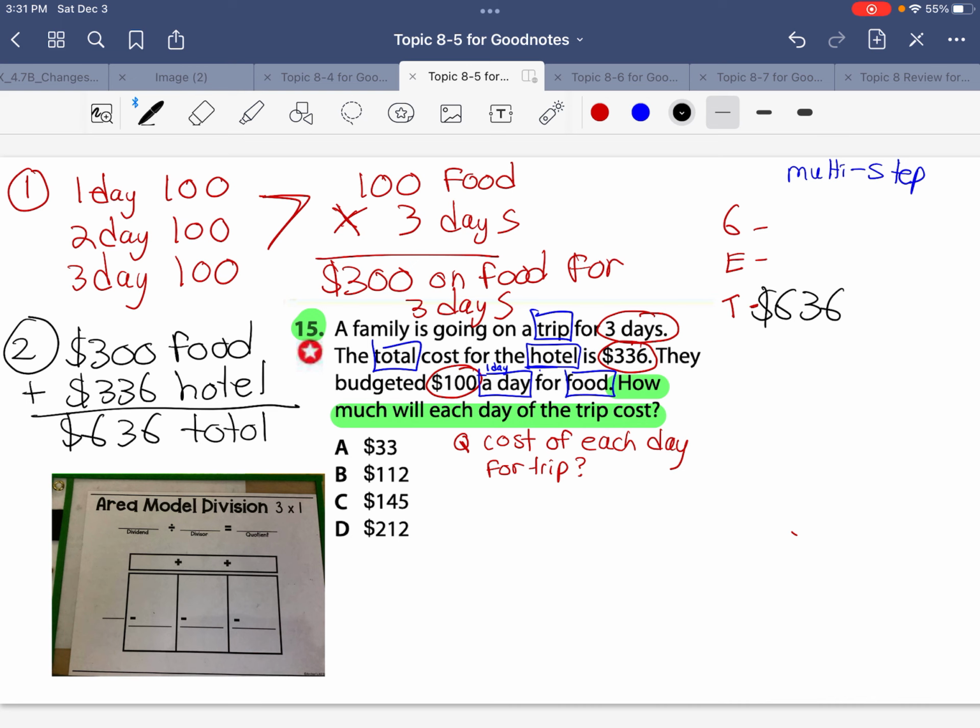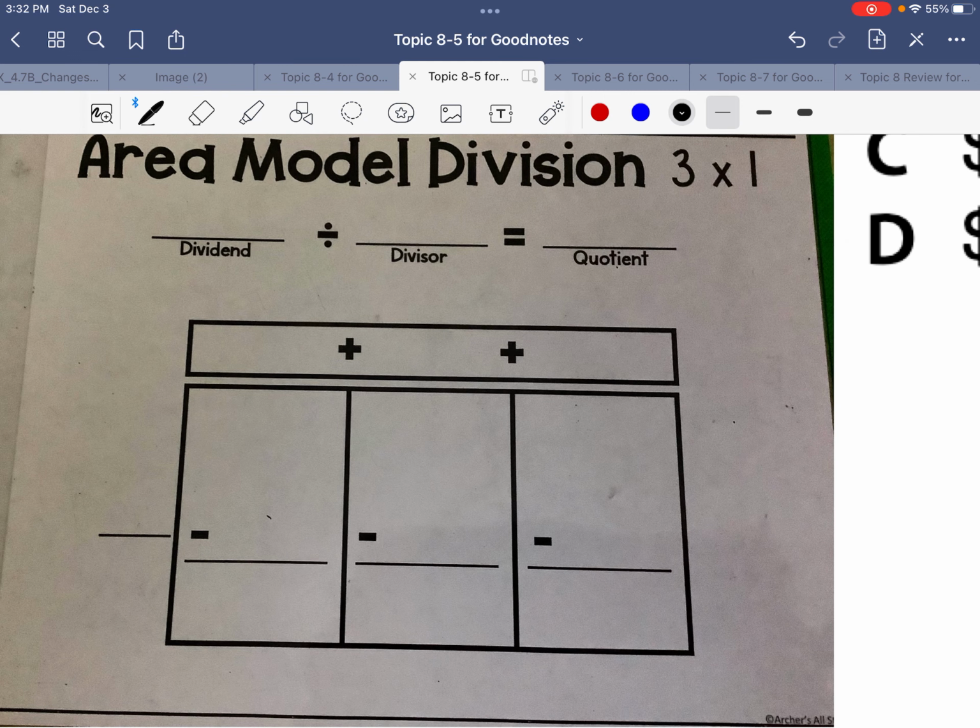My each, I don't know because I have each in my question. My groups is going to be 3 because they're going to be on this trip for 3 days. So if I know my total, I know my groups, but I'm looking for my each, I'm going to divide. So I'm going to divide 636 divided by 3. My dividend, my bigger number, 636. My divisor's 3. I'm going to put 6 in the first box, 3 in the second box, 6 in the third box, 3 on the side.